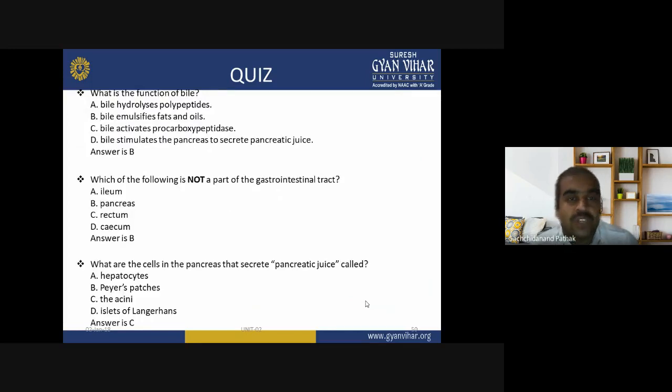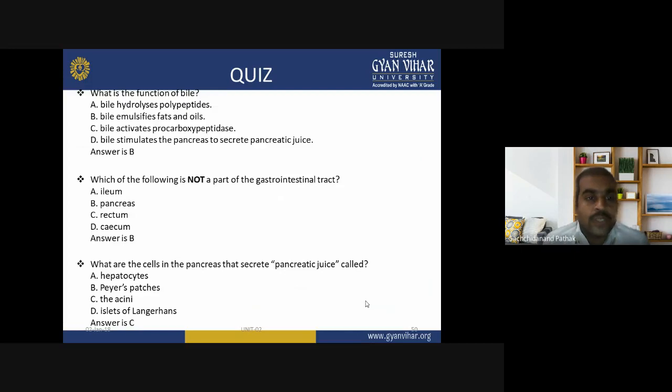What is the function of bile? A, bile hydrolyzes polypeptides. B, bile emulsifies the fat and oil. C, bile activates the procarboxypeptidase. D, bile stimulates the pancreas to secrete the pancreatic juice. We know bile helps in the emulsification. So yes, answer B. The bile emulsifies the fats and oil will be the correct answer.